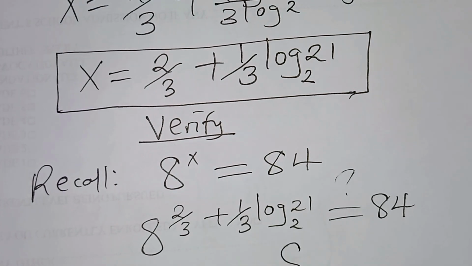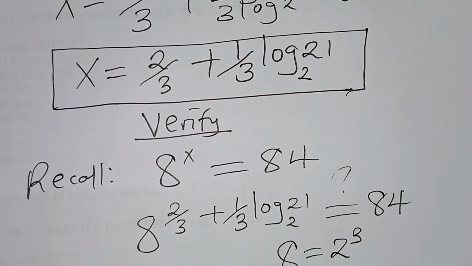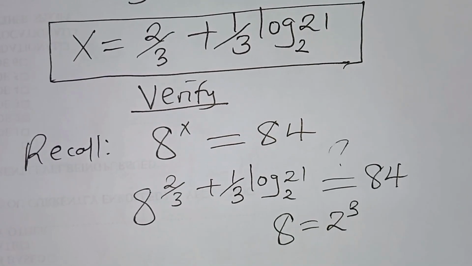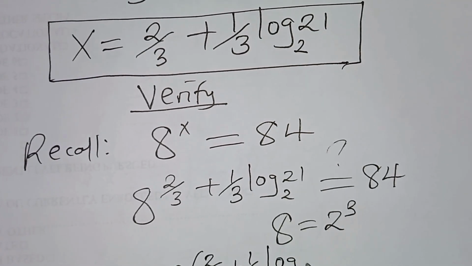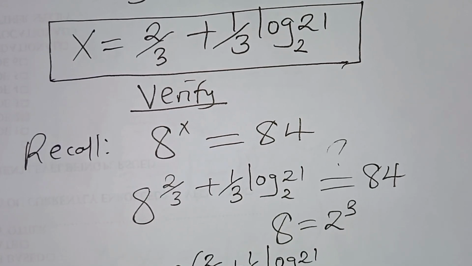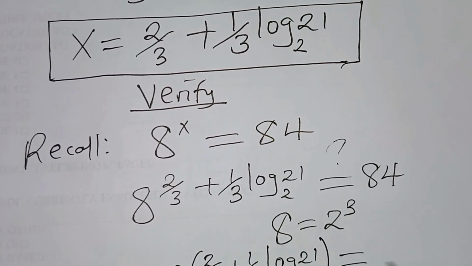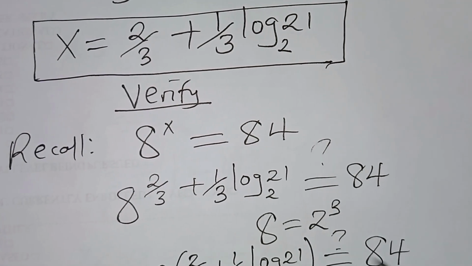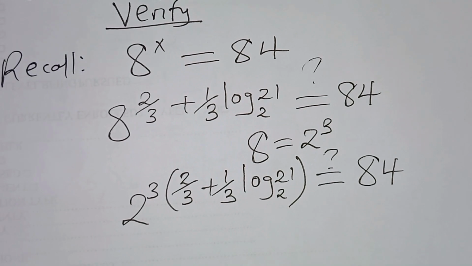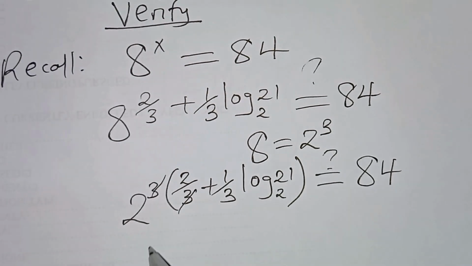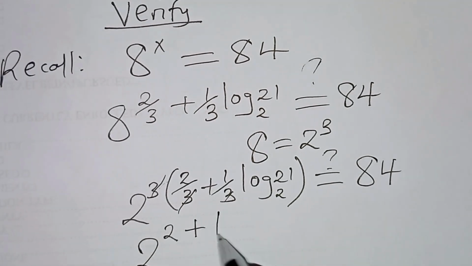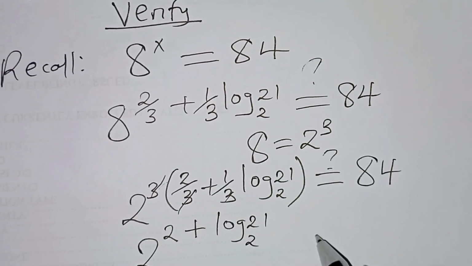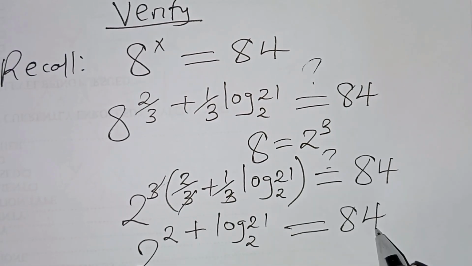Now here, we can express 8 as 2 to the power 3. Let's substitute this. So we'll have 2 to the power 3 multiplied by 2 over 3 plus 1 over 3 log 21 to base 2. This should give us a value of 84. Let's simplify here. So here we have 2 to the power 2 plus, now 3 and 3 simplify, plus log 21 to base 2. This should give us a value of 84.